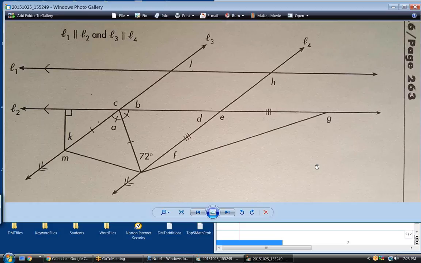Connor, I think you have a pretty good handle on these parallel lines, isosceles triangles, linear pairs. And that's what these were all about.